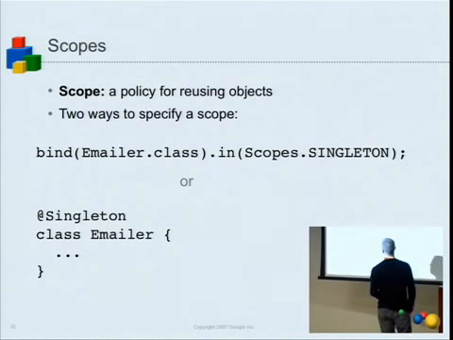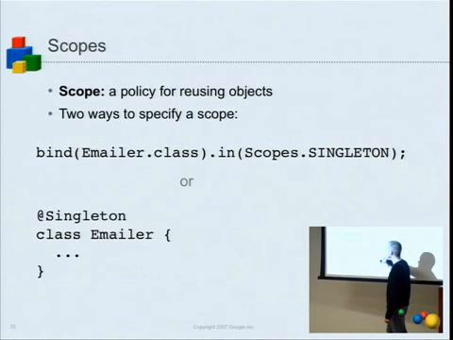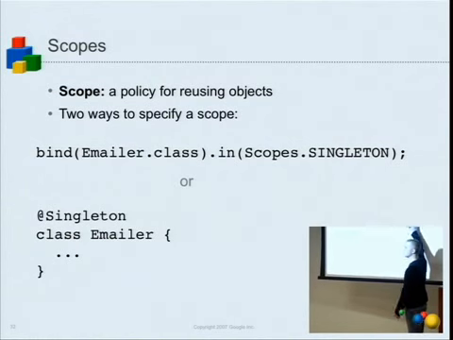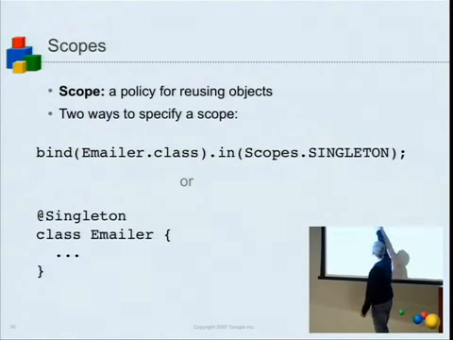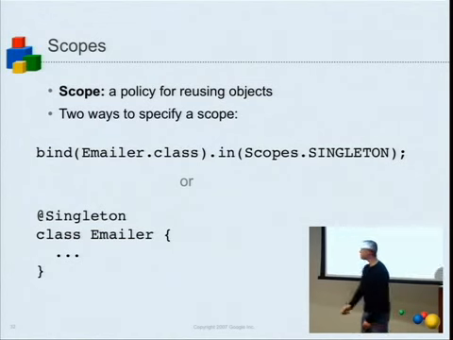Sometimes that doesn't work, like in cases where you have a custom provider and Juice doesn't create your classes. In those cases you can specify the scope in the module. So even if emailer is a concrete class like it is here, you can just say bind emailer in session scope, and Juice will do that for you.